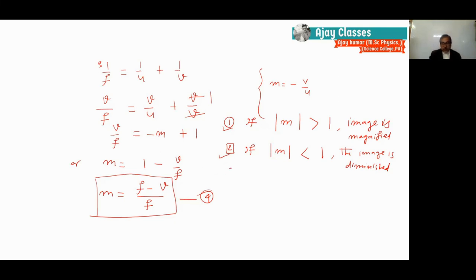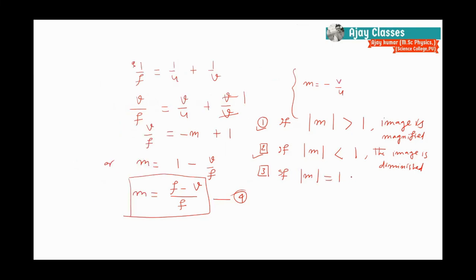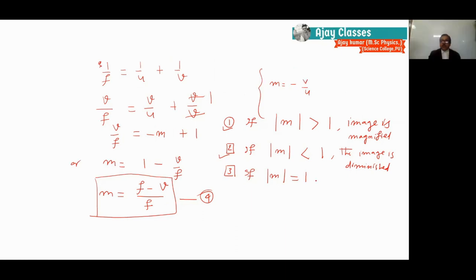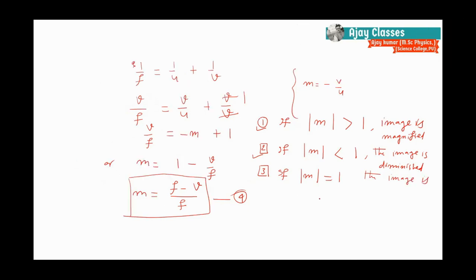The third case, if the magnitude of the magnification is equal to 1, then the image is of the same size as the object. And the last one is the fourth condition.